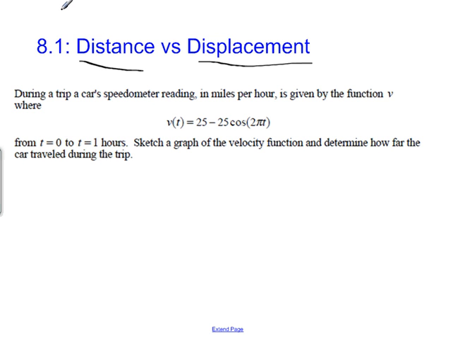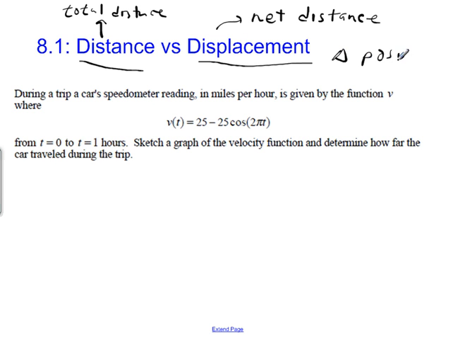This section uses a little bit different language. Distance, they're calling total distance. Whereas displacement, same idea, but the language that they're using for this section is net distance. So we understand that displacement is just our change in position, whereas distance is the total amount that you traveled.